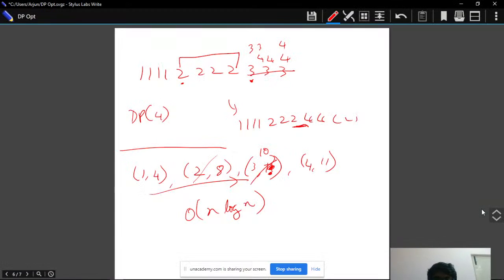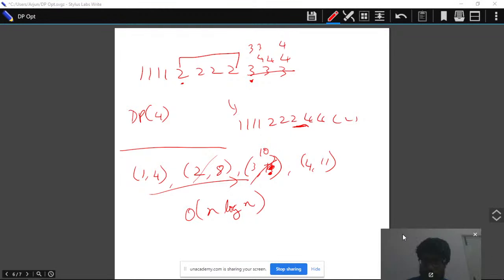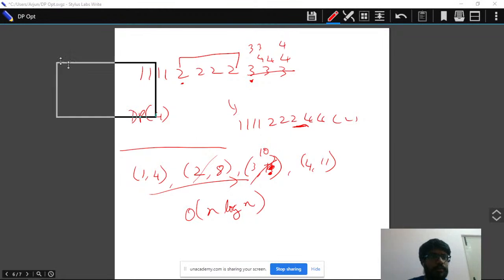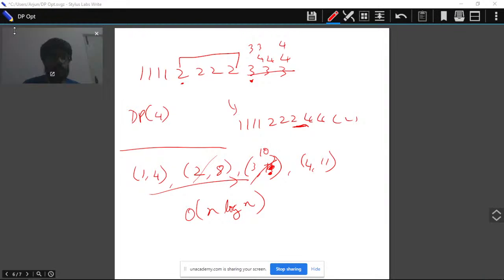So coming back, that mostly solves the entire problem. Now what you'll be doing is you'll be having this stack. Okay, maybe I should move this somewhere else.